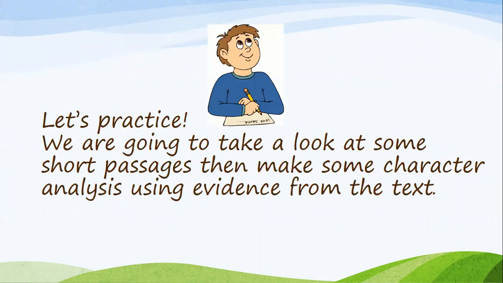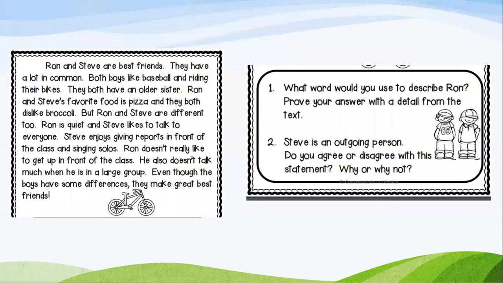So let's practice. We're going to look at some short passages and then make some character analysis using evidence from our text. So here's our first passage. Ron and Steve are best friends. They have a lot in common. Both boys like baseball and riding their bikes. They both have an older sister. Ron and Steve's favorite food is pizza, and they both dislike broccoli.